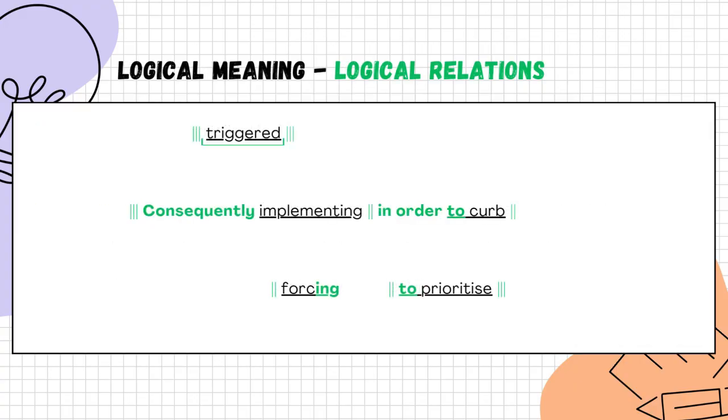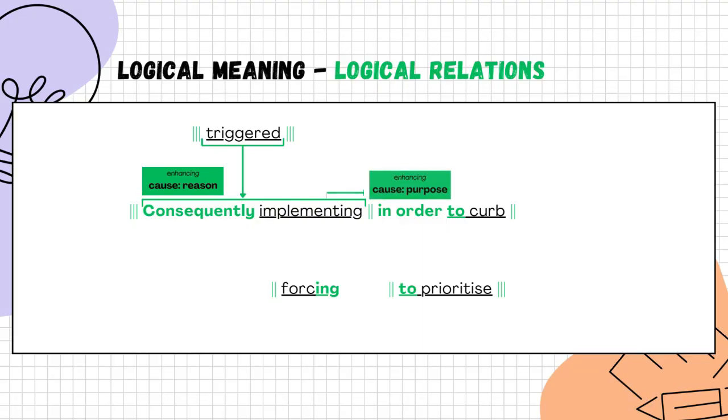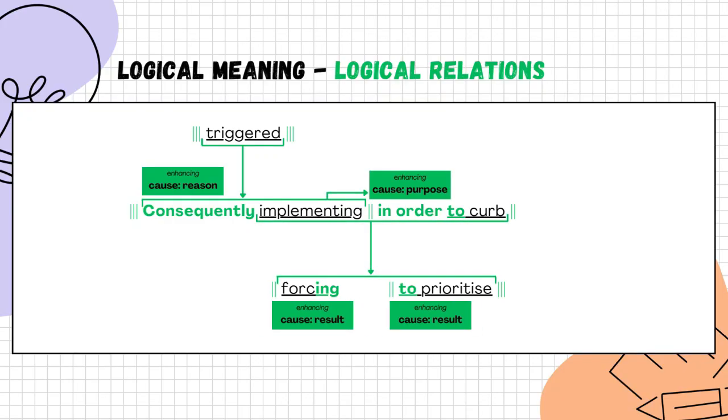The triggering of environmental damage is the reason the government implemented their measures. Implementing those measures was for the purpose of curbing emissions. The government's actions of implementing those measures that aim to curb emissions then caused two closely connected results. Industries are forced to act through making the environment a priority.